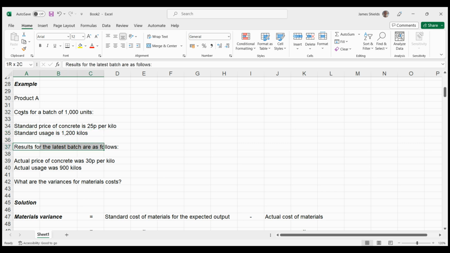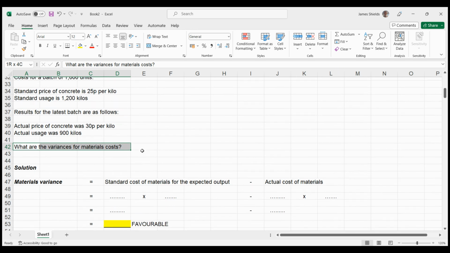The results for the latest batch are as follows. So this is what actually happened. The actual price of concrete was 30p per kilo. So that's more than the standard cost. The actual usage was 900 kilos, and that's less than the standard usage. Now what are the variances for the material costs?